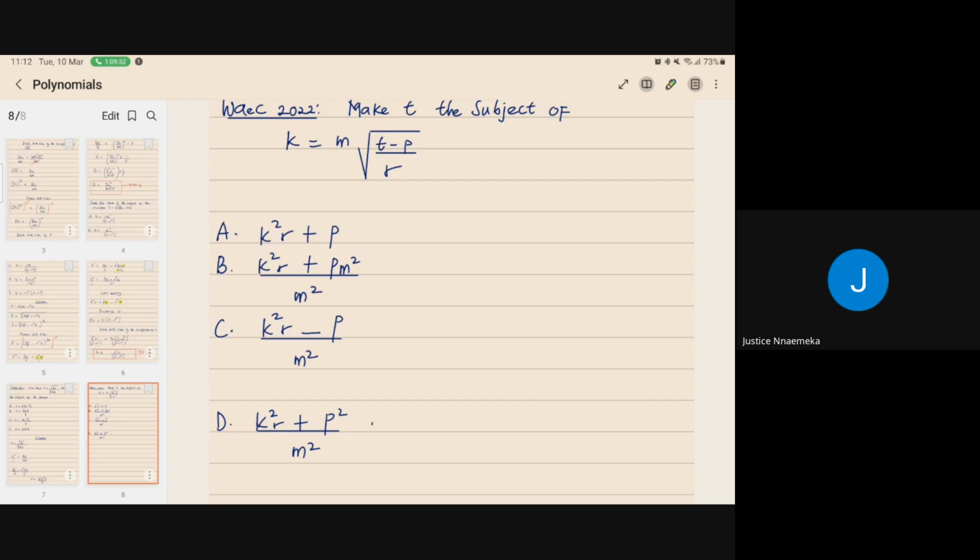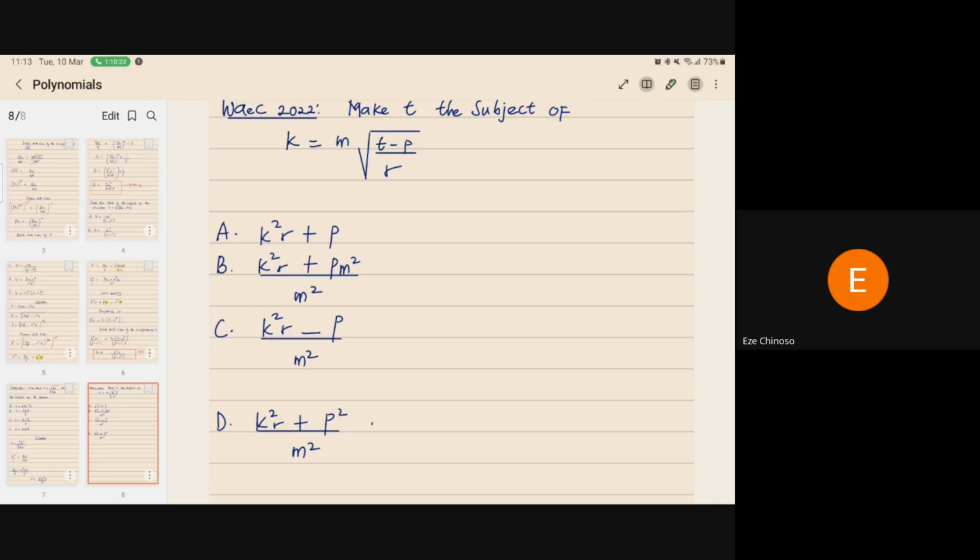All right. So let's see. I'm not going to solve it. I'm just going to look at it. K R, yes. K should be squared. So K squared R, yes. So when you square both sides, move R to the other side, you are left with M T minus P. All right. But when you are squaring both sides, you should square M as well. So you guys said C, right?